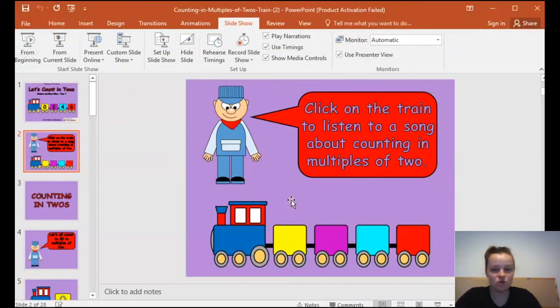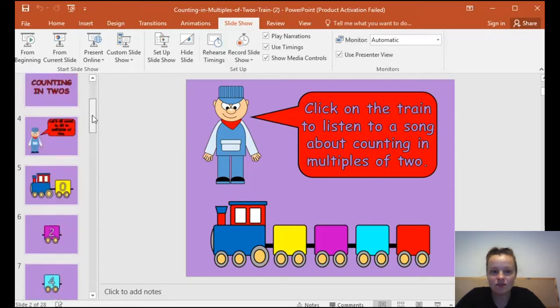There we go. Fantastic work. Okay, so now I'm going to share with you a PowerPoint just counting in 2s. We're just going to go through it a little bit more slowly, so that we're making sure that everyone knows how to count in 2s.